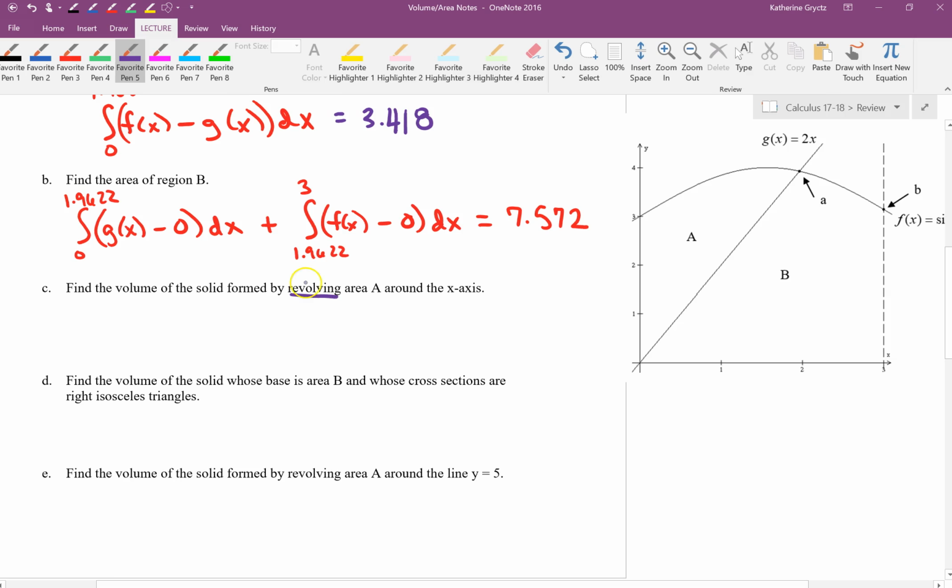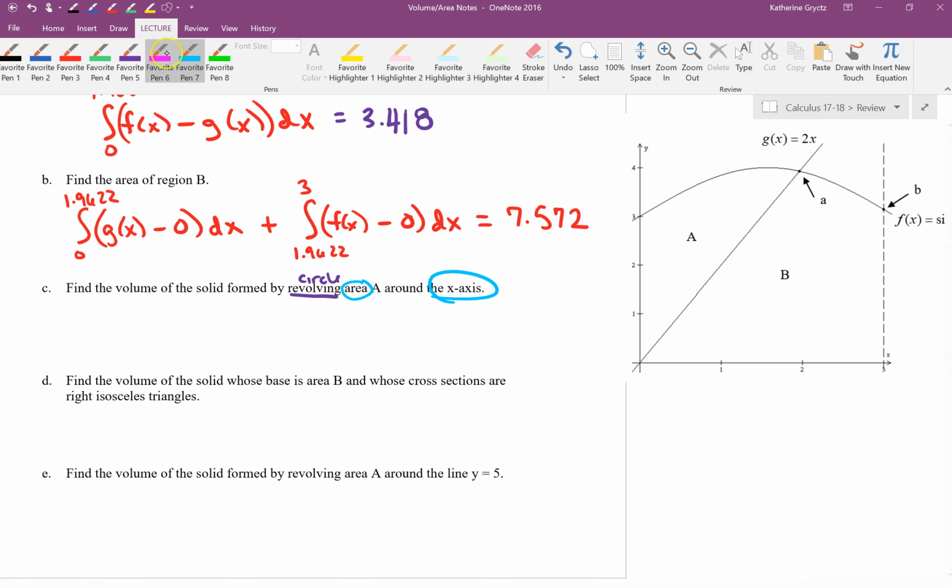When you see revolving, you need to think circle, and you need to ask yourself, okay, do I have 1 or 2? When it says area, you need to go figure it out. If it says revolving the curve, you know it's 1, but if it says area, you've got to go figure it out. So they're going to tell you what to revolve it around, and that's really important. You have to pay attention to that.